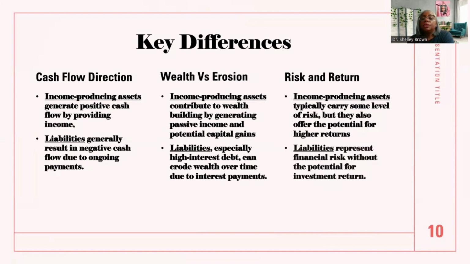Risk and return. Income producing assets typically carry some level of risk, but they also offer the potential for higher returns. Now with real estate, that is talking about the market value of your property. Some years they go up, some years they go down, but they always go back up again. And the same with stock. Some years it's down, some years it's up, but usually overall, stocks are up over time, at least 10%.